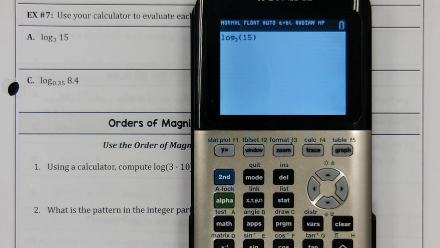It would be great if you knew that log base 3 of 15 has to be bigger than 2 but smaller than 3. Because 3 squared is 9, which is smaller than 15. 3 cubed is 27, which is bigger than 15. So our value here is between 2 and 3. And there it is. I know the directions say to round to 4 decimals, but College Board wants 3 decimals, so I'm going to round to 3. 2.465.